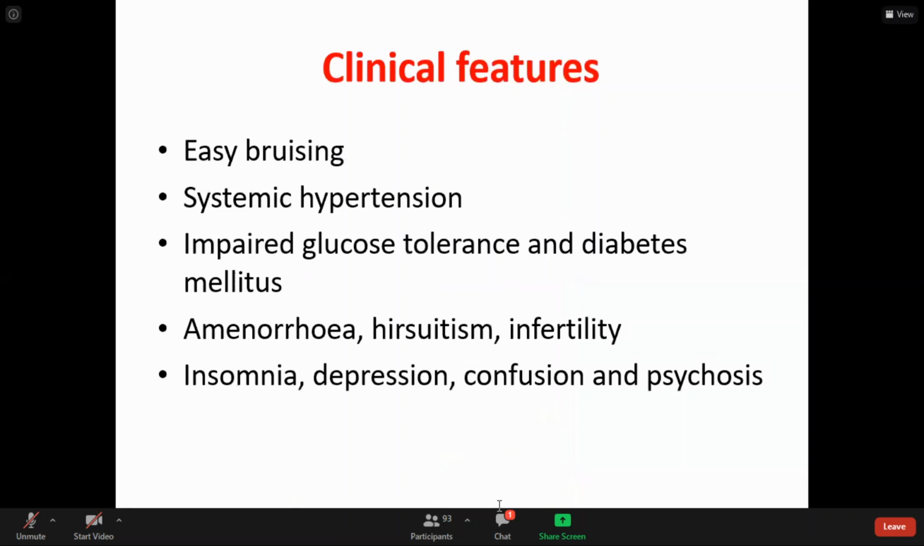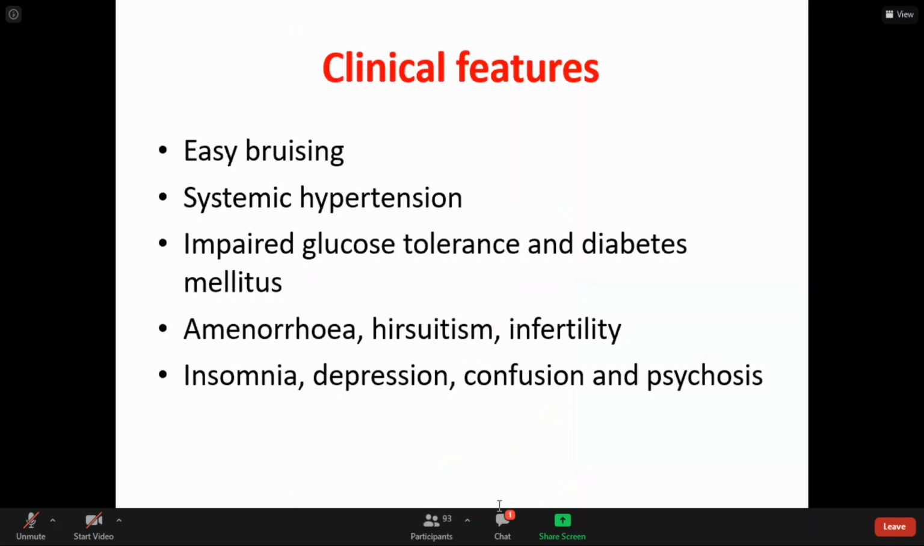Easy bruising, systemic hypertension, because here there is excess cortisol. Also there is retention of sodium and water, so the person will have hypertension. Impaired glucose tolerance, because a high level of cortisol causes hyperglycemia. So the person may even develop diabetes mellitus. Other features such as amenorrhea, hirsutism, infertility, insomnia, depression, confusion, all of these clinical features can occur.